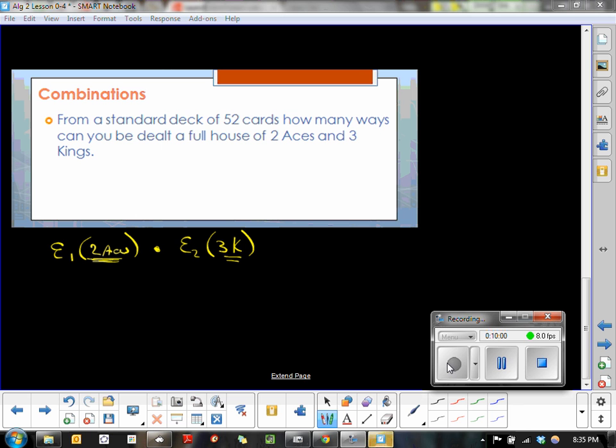So you have to think about your aces. How many aces are there in a standard deck of cards? Well, in a standard deck of cards, there are 4 aces, and we've got to choose 2 of them. We're going to use a combination because we don't care what order they come in. So that's the number of ways we get event 1 to happen.